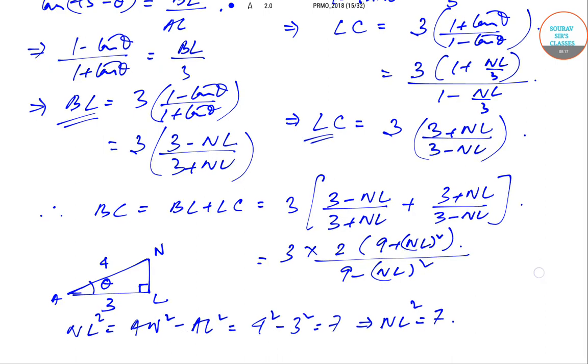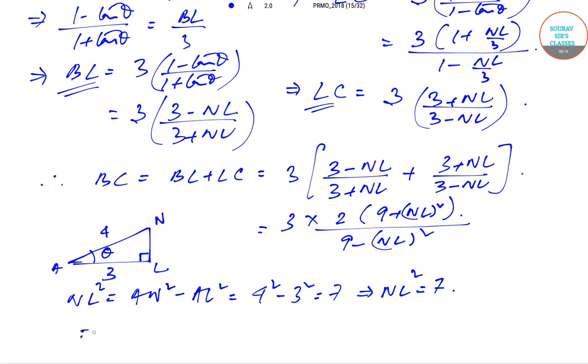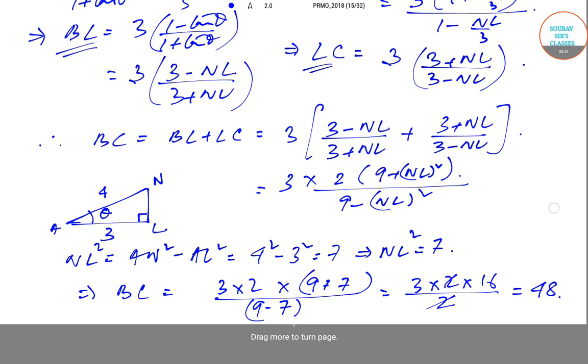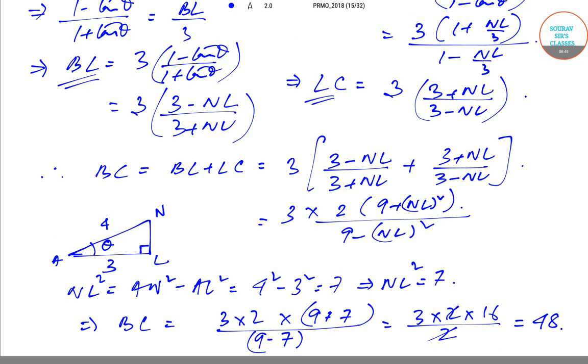Now we incorporate this value over here. BC will be equal to 3 into 2 into 9 plus 7 divided by 9 minus 7. So we have 3 into 2 into 16 by 2. So BC is equal to 48.